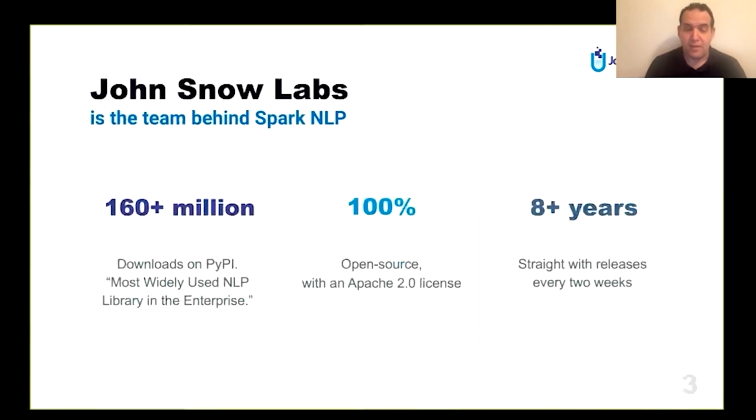So Spark NLP is an open source library. It's Apache 2.0 licensed. It's widely popular. It's been around since late 2017. As you see, more than 160 million downloads, and that's really just PyPI. That excludes Conda, Spark packages, Scala, and other ways to get it. There's been an active team working on it for over 8 years.